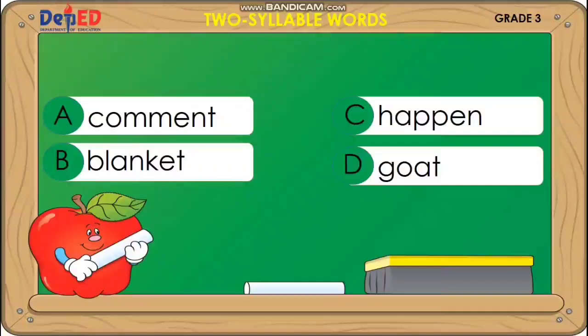Lastly, A. Comment. B. Blanket. C. Happen. D. Goat. What are the two-syllable words in this group of words? Very good. The two-syllable words are comment, blanket, and happen.